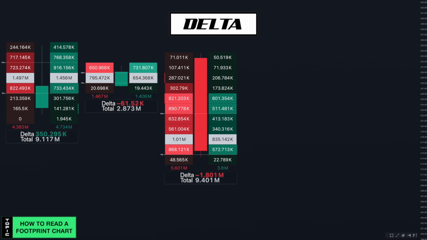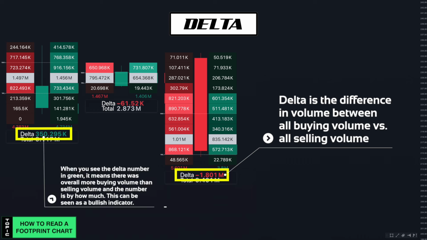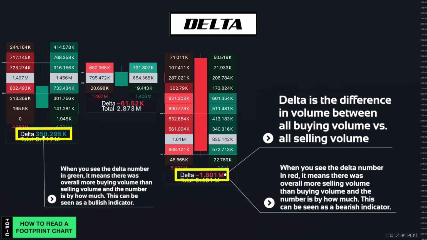Delta. This here is your delta. Delta is the difference in volume between all buying volume versus all selling volume. So when you see the delta number in green, it means there was overall more buying volume than selling volume, and the number is by how much. This can be seen as a bullish indicator. When you see the delta number in red, it means there was overall more selling volume than buying volume, and the number is by how much. This can be seen as a bearish indicator.